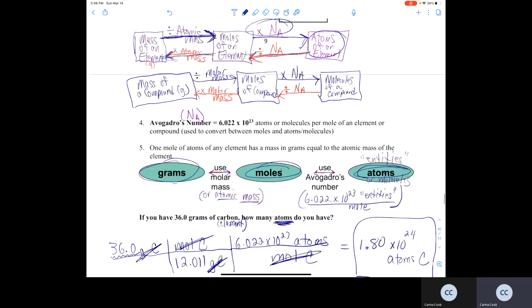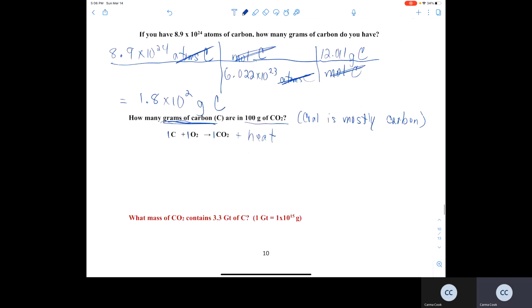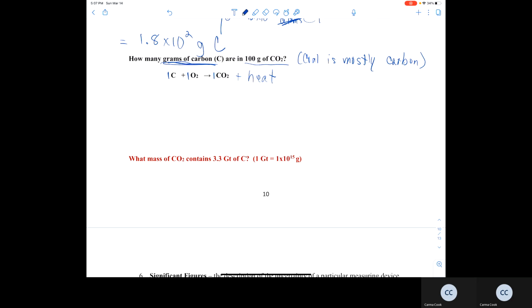And so now we can build on our flow chart. So if we know how many grams of reactant that we have, we can convert grams of reactant into moles of reactant by dividing by the molar mass or atomic mass. And then we can go in the opposite direction by multiplying by the molar mass or atomic mass if we're dealing with an element.